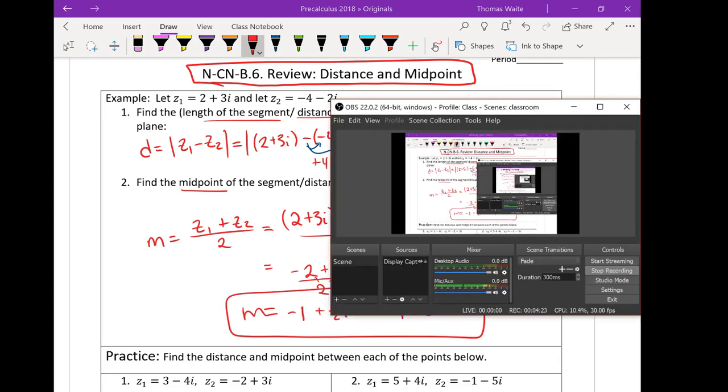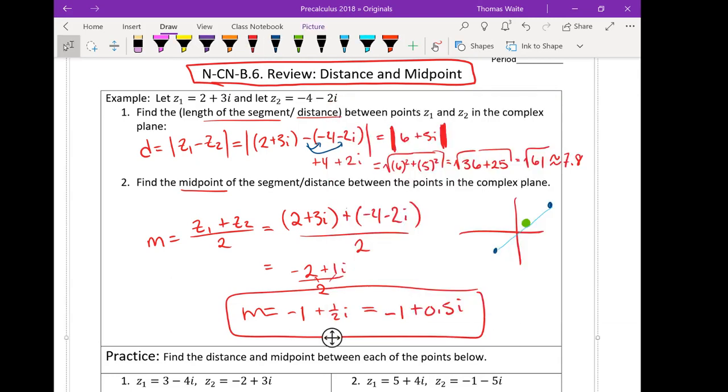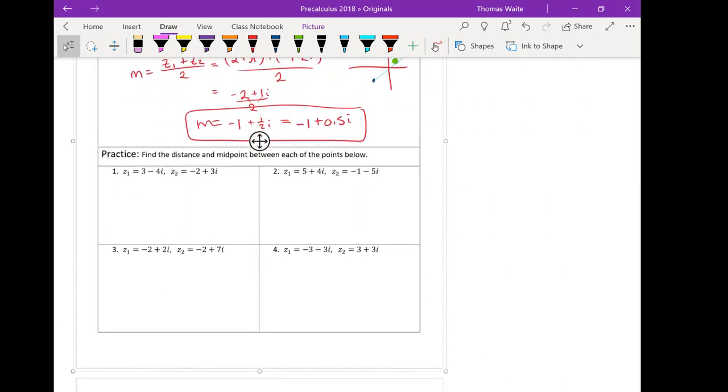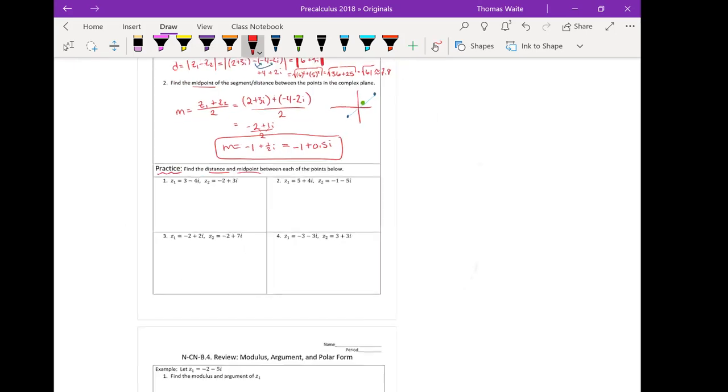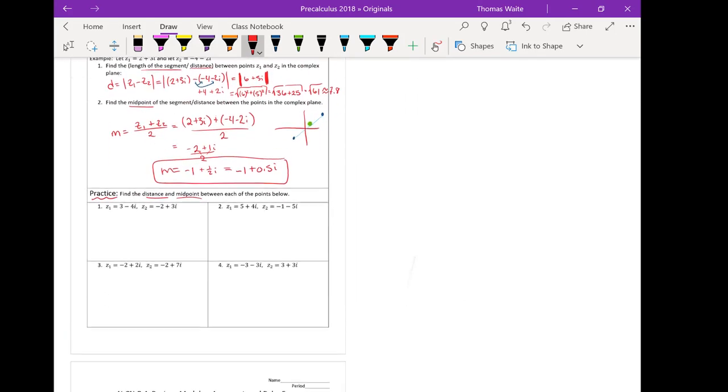So this is going to be a pretty short video. It's just those 2 skills, finding distance, finding midpoint. Down here in the practice, there's 4 problems, 1, 2, 3, 4. It says find the distance and midpoint between each of those. So this is just meant to build up your confidence. In class, there's a key where you can check your answers once you're done. And then that'll be the 3 steps you need to take to get credit for this.